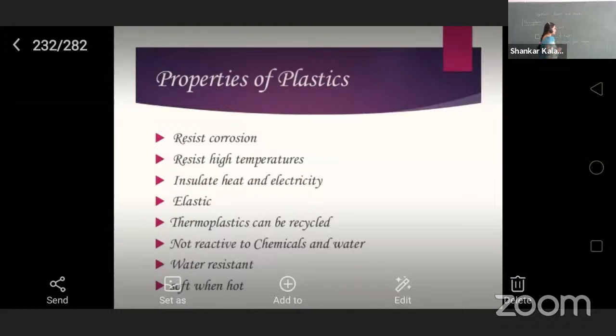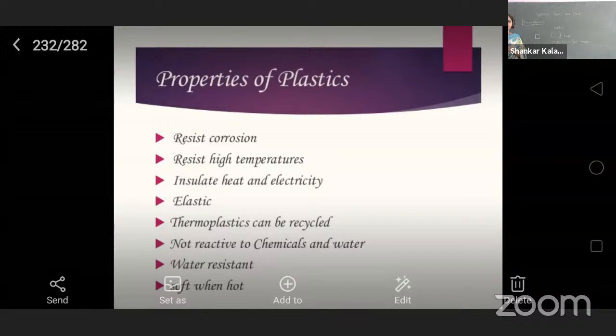So these all react with oxygen and water, but plastic will not react with water and oxygen. Resist high temperatures means if it is very hot, if you keep it under the sun or whatever, nothing will happen to the plastic. And it insulates heat and electricity. In plastic things we use, there is no heat and electricity passing.